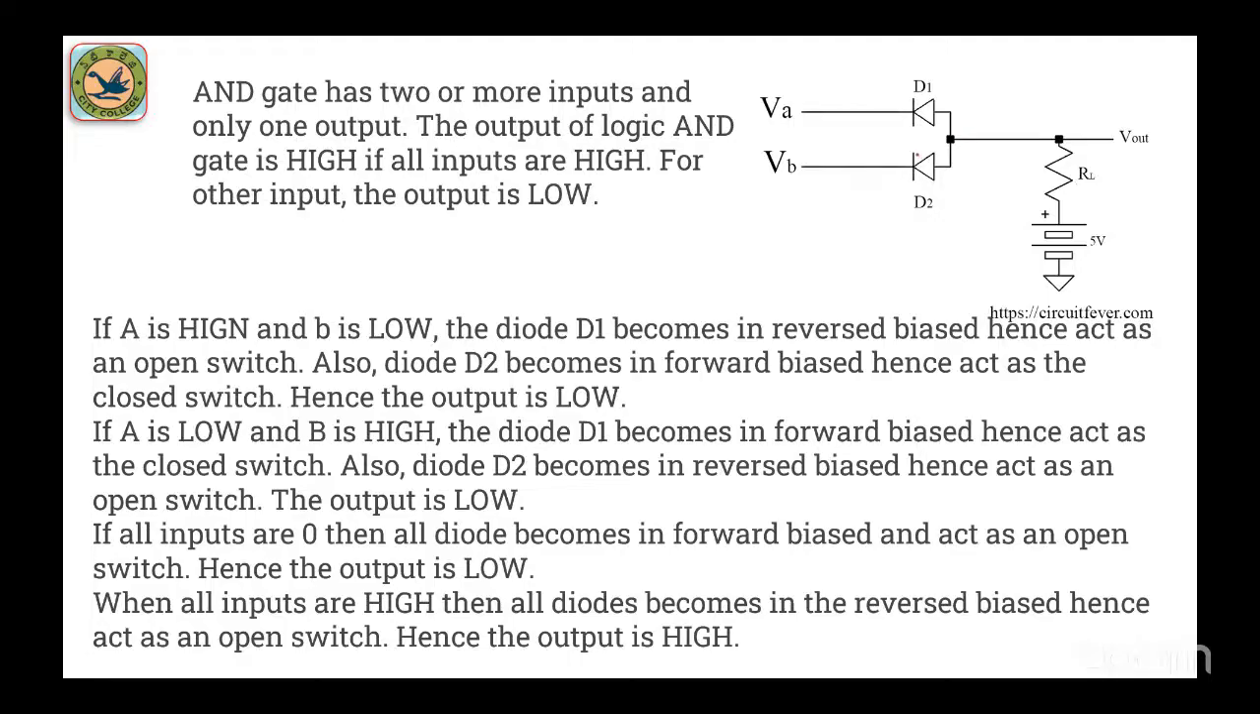If A is low and B is high, diode D1 becomes forward bias and acts as a closed switch. Diode D2 is in reverse bias and acts as an open switch. The output is low. If both inputs are 0, the output is low. When both the inputs are high, the diodes are in reverse bias and act as open switches. The output becomes high. You need to go through it like this.